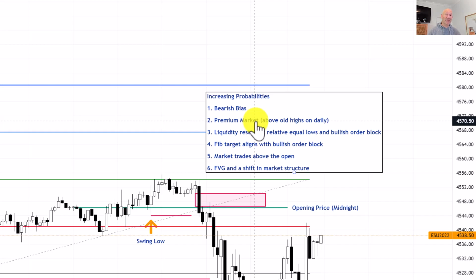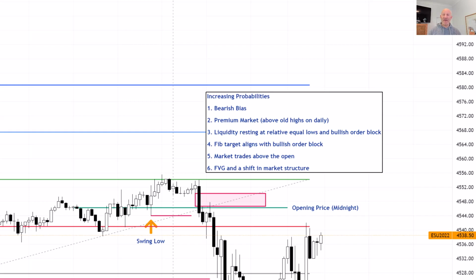So remember, we had the relative equal highs from the daily chart, which this particular move took out. So we know that we're in a premium market and we want to be going short in a premium market to maximize our chances of having a positive return. We know that as we zoomed in on both the hourly and then the 15-minute chart, we have liquidity resting at the relative equal lows and at the order block, that bullish order block from our daily chart.